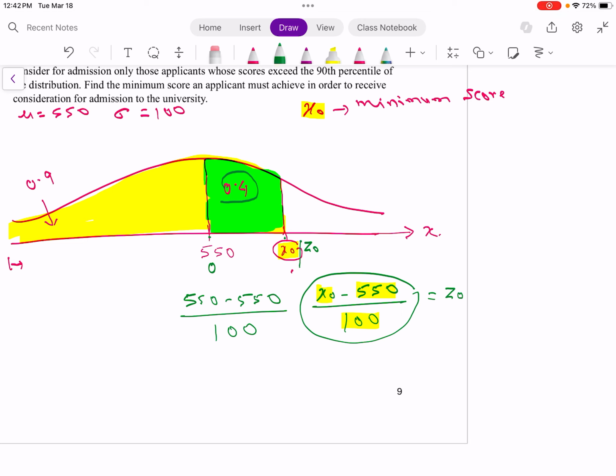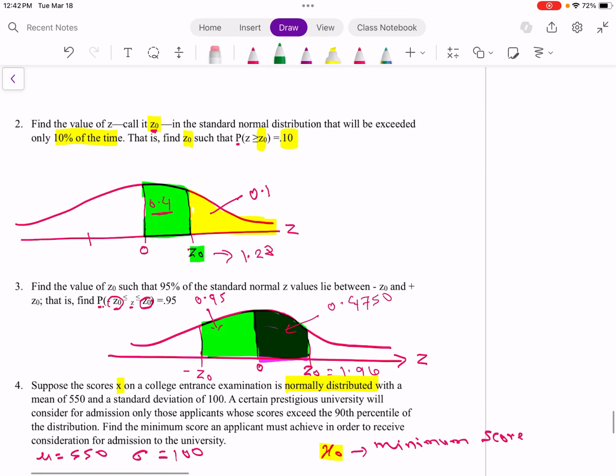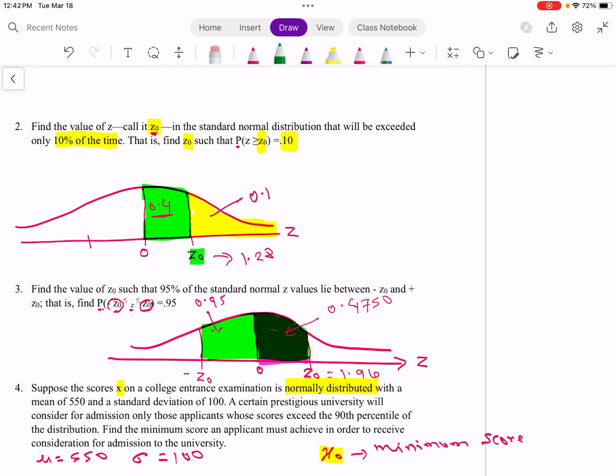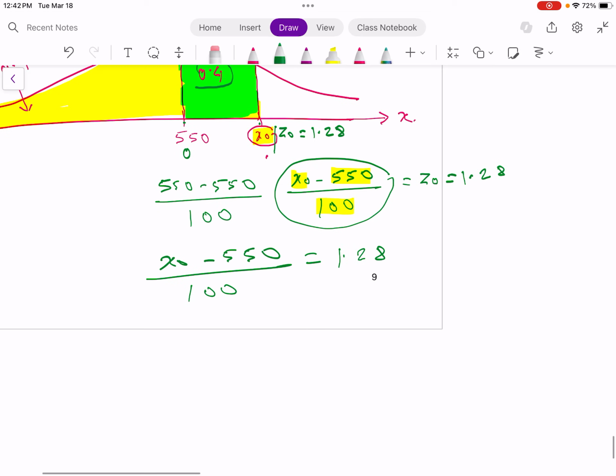So look at the number closest to 0.4. I think we already did that. Yeah, it's 1.28, isn't it? So from our example 2, we already know 1.28, right? So our g naught is 1.28. Now we have an equation here: x naught minus 550 divided by 100 equals 1.28.